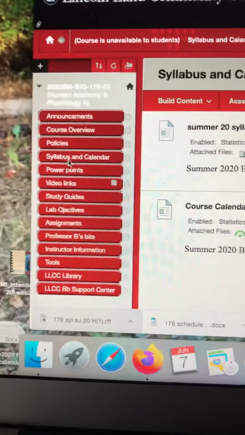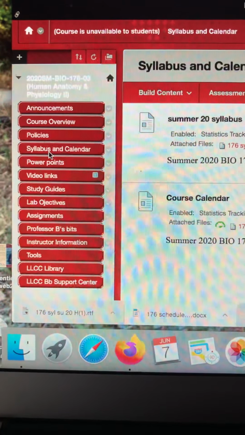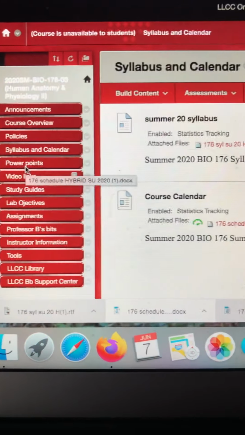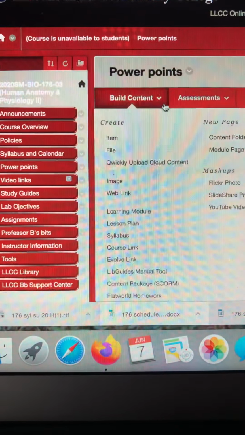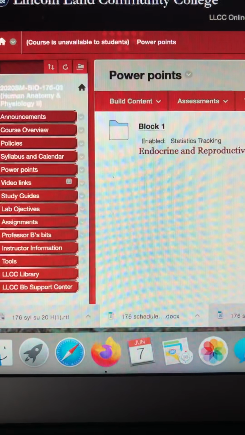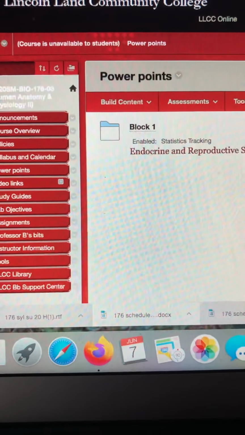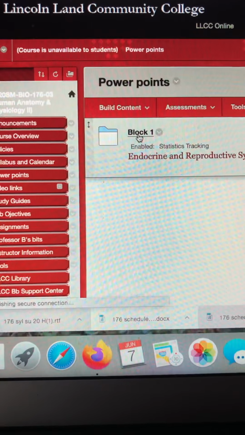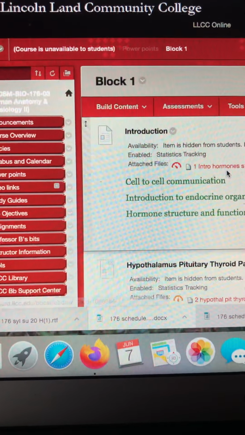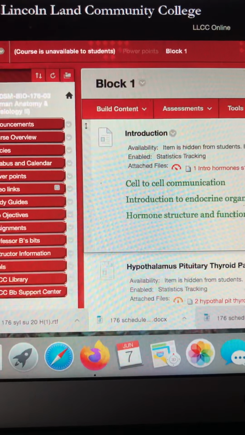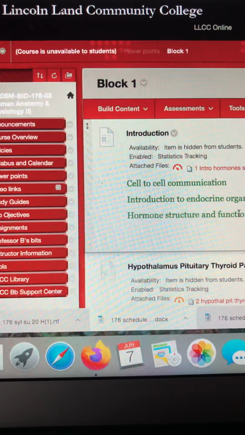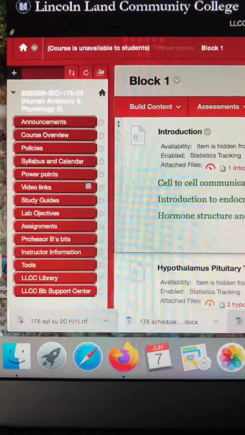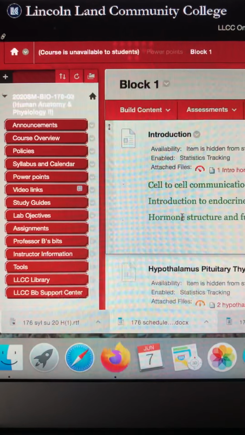So then you can look, and we go to PowerPoints. When you click on the PowerPoint tab, you will see it come up. Block 1, which is endocrine and reproductive system. If you click on that, you can see it'll be a PowerPoint. It tells you what's in the PowerPoint. Usually the video links are going to be in a different tab. I haven't decided. Sometimes they work better if you put them in a different tab.